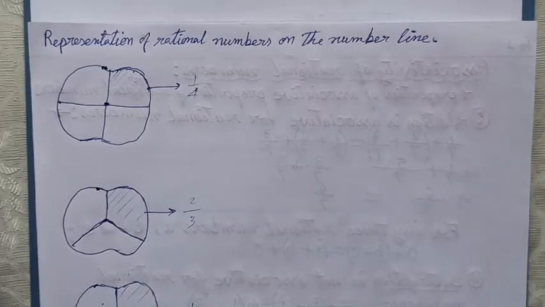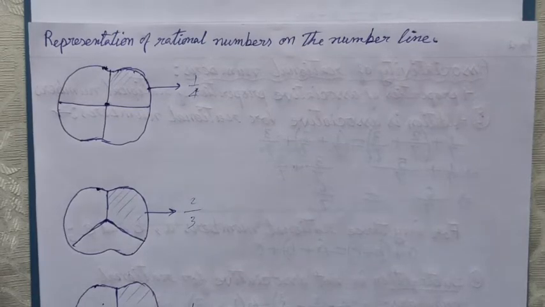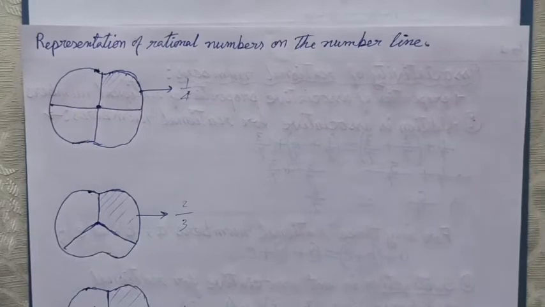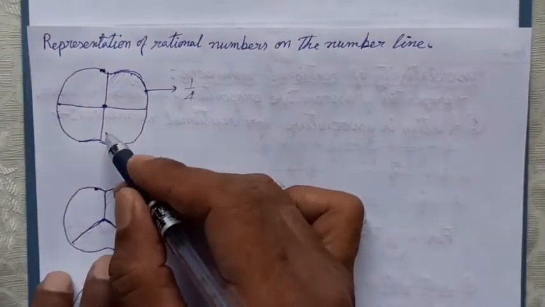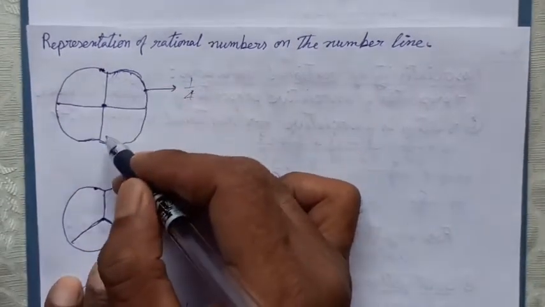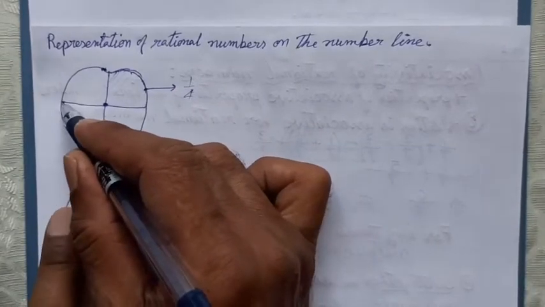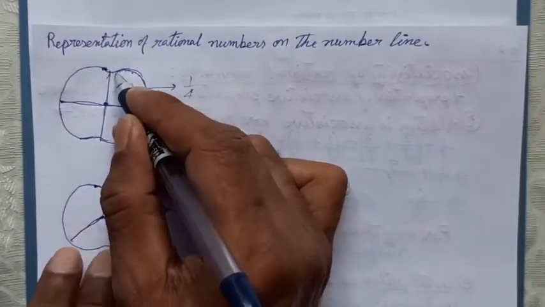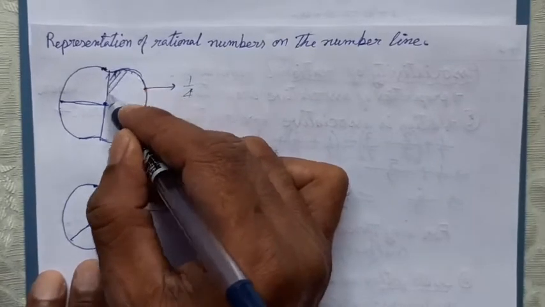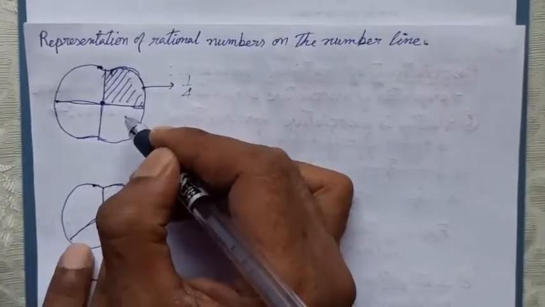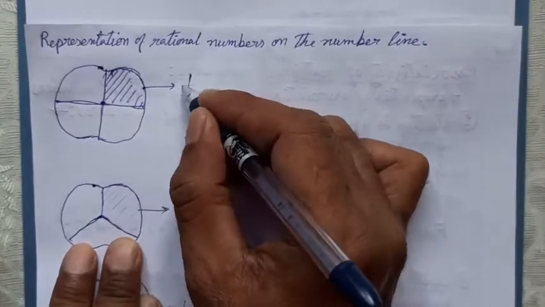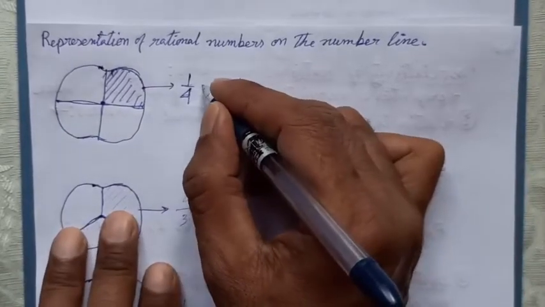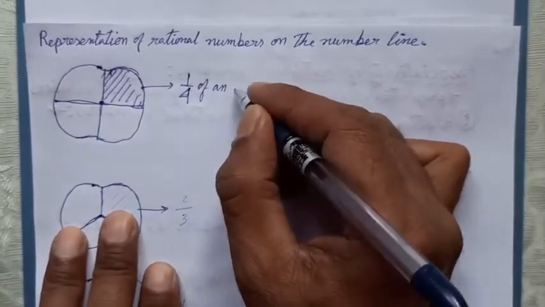Welcome back, students. In this session, let us learn how rational numbers can be represented on the number line. You see here, let us suppose that this is an apple. Now I divide this apple into 4 equal parts. And if I take one part, then this is 1 by 4 of an apple.